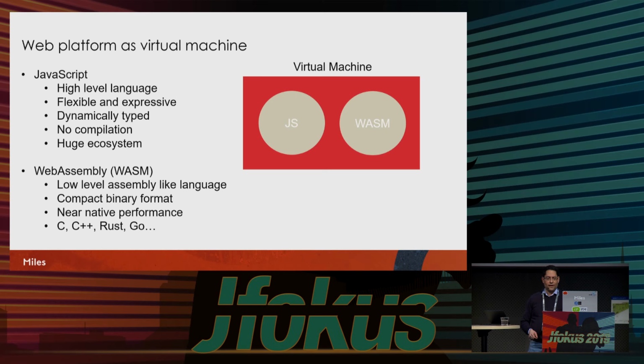Then on the other hand, we have WebAssembly, which is a low-level assembly-like language. It has a compact binary format, and it will run with near-native performance. And what you can do is either write WebAssembly by hand, and I will show you what that looks like, but I think we'll quite quickly get the grasp that that's not really the way that we want to work with WebAssembly. So what you want to do is use one of the languages that you're comfortable with, like C or C++ or Rust, and then compile that code down to WebAssembly.